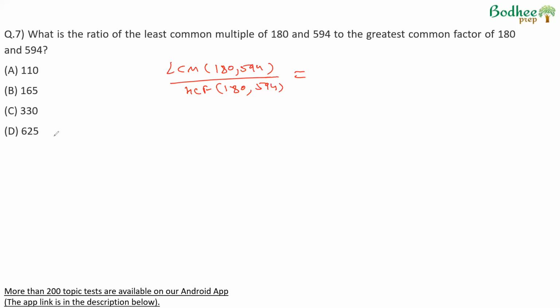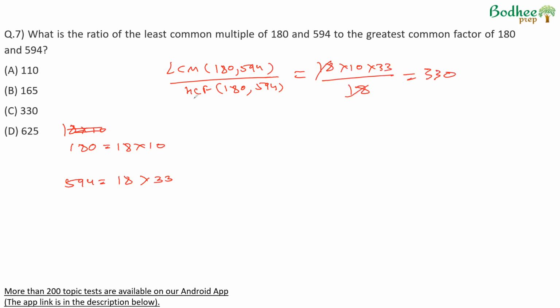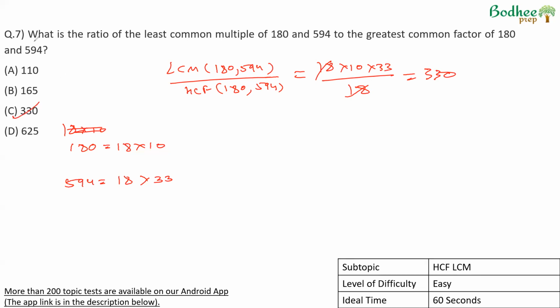180 and 594. 180 is 18 into 10. 594 is equal to 18 into 33. 10 and 33 have nothing in common. So the HCF becomes 18. LCM will be 18 into 10 into 33. HCF will be 18 and therefore the ratio will simply be 330. Again, one of the simple questions of the exercise. 60 seconds is good enough to do this question.